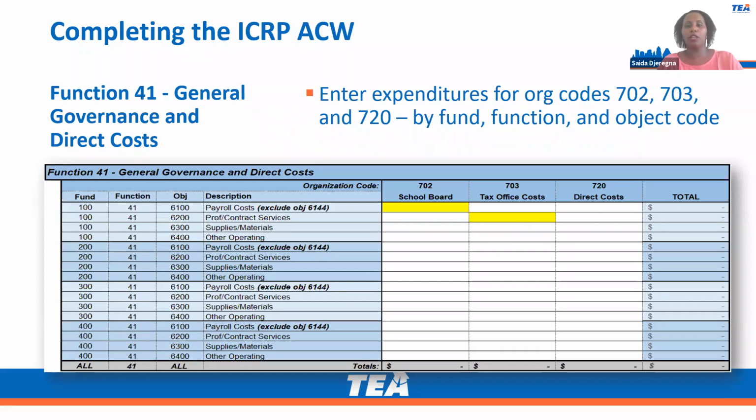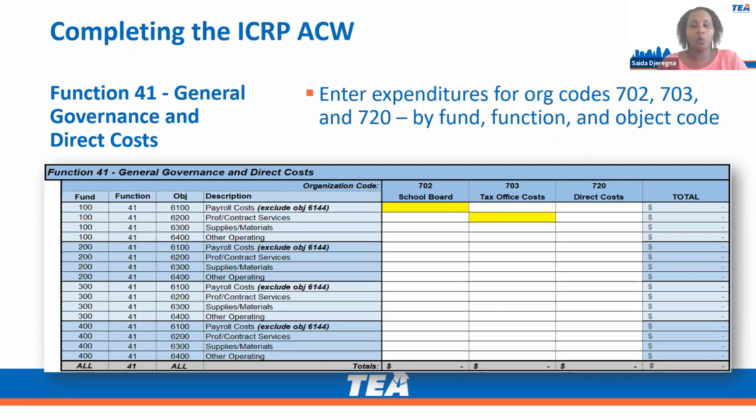Function 41, general governance and direct costs. So this is the first section. In this section, enter the expenditure for org codes 702, 703, and 720 by fund, function, and object code as requested here in the worksheet.